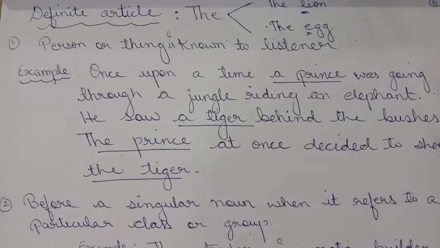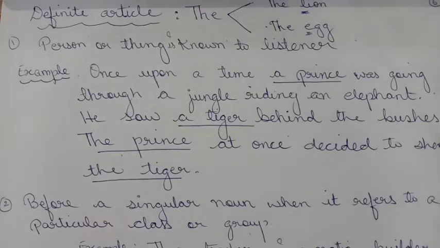The next time, now you are known to that prince. Now the next time when you introduce this prince, you will say, the prince at once decided to shoot the tiger, but the tiger he saw behind the bushes. Okay? You use the before a singular noun when it refers to a particular class or to a particular group. There also you use a definite article the.